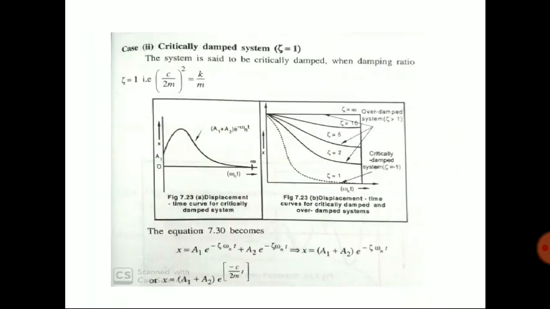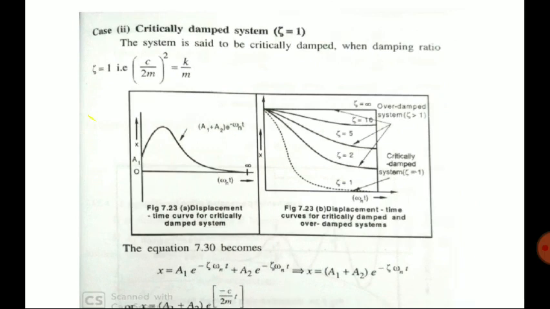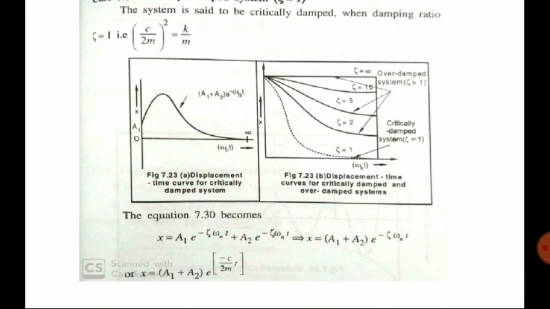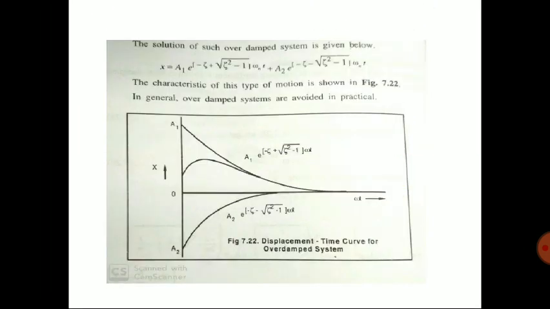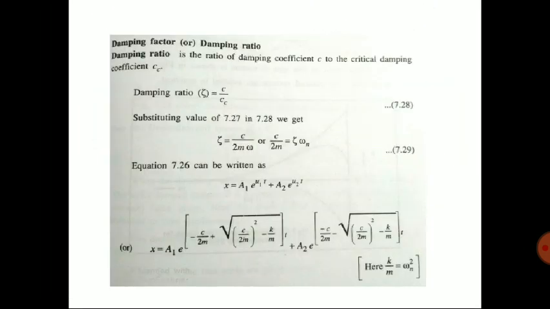Next we are going to critical damped. Critical damped means theta equals 1. And for critical damped we already know theta equals 1. So C by 2m, which we discussed earlier, (C by 2m) whole squared equals K by m. And if we substitute this in the equation, with C by 2m squared equal to K by m, these two terms become 0.